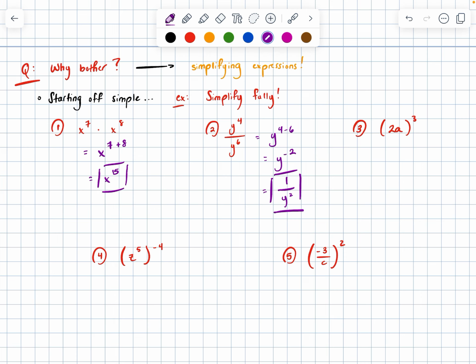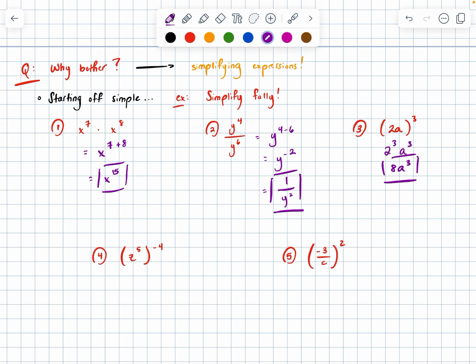2a to the power of 3. We know that this is really telling us to take each of the factors 2 and a and raise each one to the exponent separately. So I have 2 to the 3rd, and I can simplify 2 to the 3rd, right? That's 8, and then I have that a to the 3rd left over. So 8a to the 3rd is my final answer.